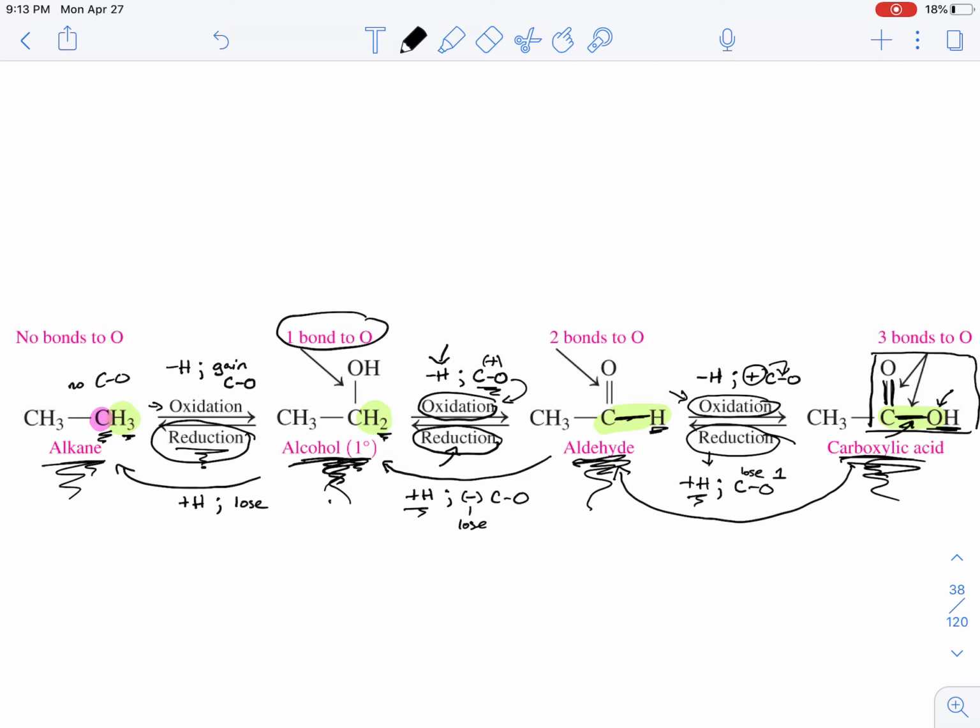And so we can do this in reverse. If you have a carboxylic acid and you reduce it, you get an aldehyde. And if you have an aldehyde and you reduce it, you get a primary alcohol. If you have a primary alcohol and you reduce it, you get an alkane.